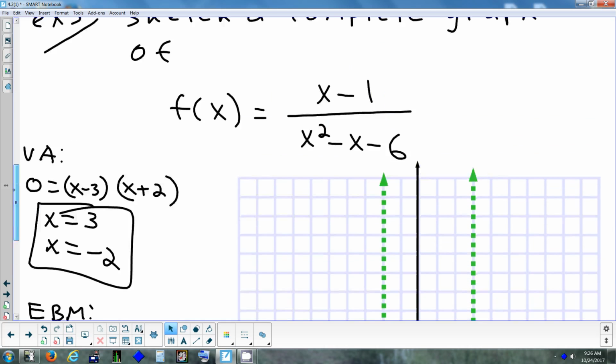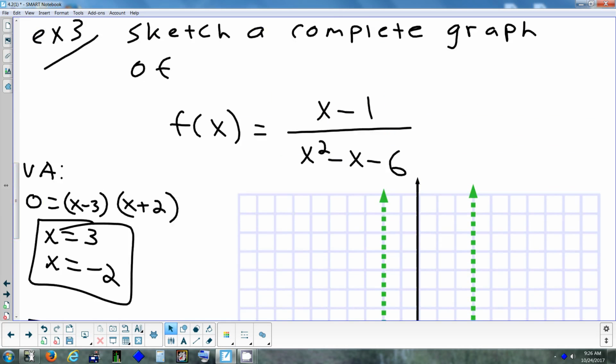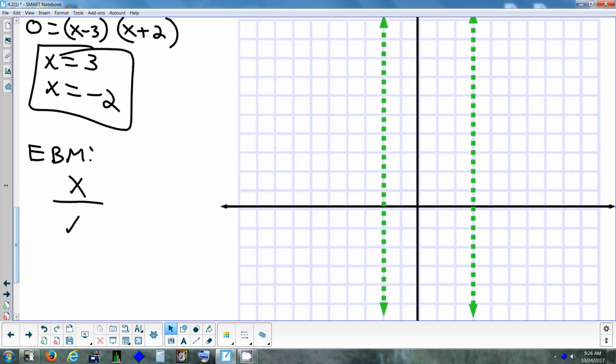What's the highest degree term in the bottom? Yep, Neil. x squared. So let's divide them out. What's my end behavior model here? Careful, you have more x's in the bottom. So your final answer is going to be x's in the bottom of a fraction.